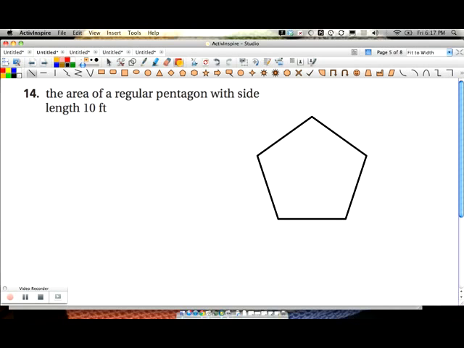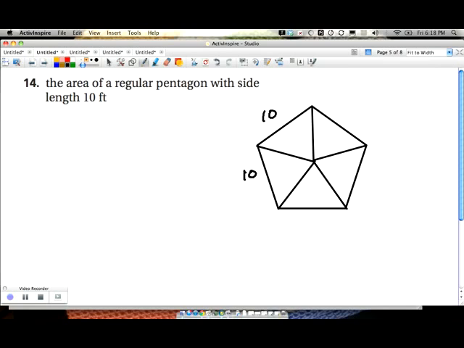So the first step is to try and split this up into triangles. Well, let's see if we can try and split it evenly. I know that each one's going to be a little bit different. That's close enough. We know that each side length is going to be 10. So I know this is 10, this is 10, this is 10, this is 10, and 10. And it's asking me for the area.